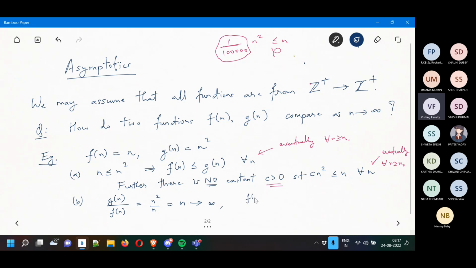On the other hand, if I take the fraction f of n by g of n, this is n by n square, this is 1 by n, and this goes to 0. So f of n is going to infinity much slower than g. That's why f of n by g of n goes to 0.